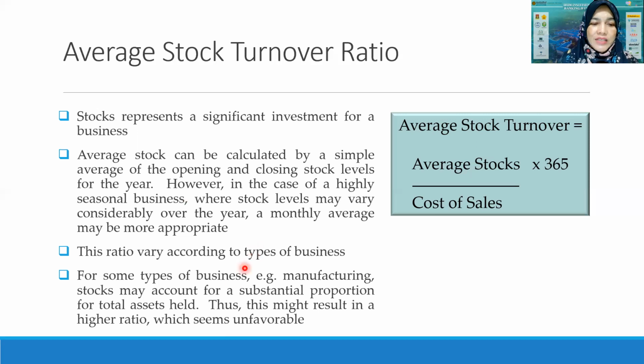Usually for some types of business, for example manufacturing, stocks account for a substantial proportion of total assets. So this might result in a higher ratio, which seems unfavorable. If you look at this ratio for a manufacturing company, it will seem like they have a very high ratio, which indicates that this is not that good. However, it is because they are manufacturing, and usually they will need more assets and more inventory.